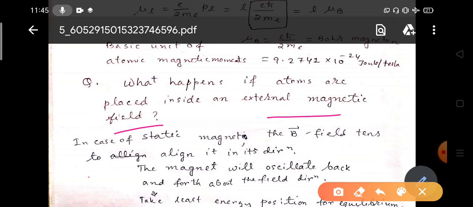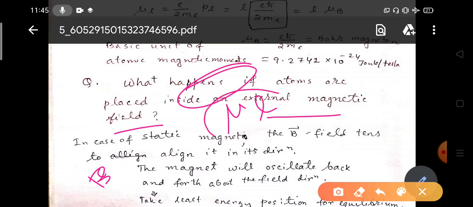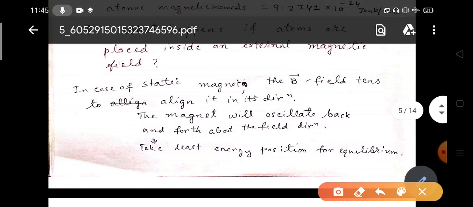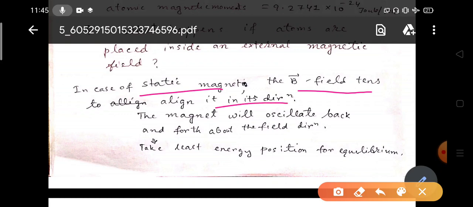We have all seen that electrons already have their intrinsic magnetic moment, mu l, due to their orbital motion. So what will happen? What will be the interaction of the electron's magnetic moment with the external magnetic field? That was the question, so let's find out its answer. Now we all know that in the case of a static magnetic field, the magnet tends to align in its direction. The magnet will oscillate back and forth about the field direction, and it will take the least energy position for equilibrium.